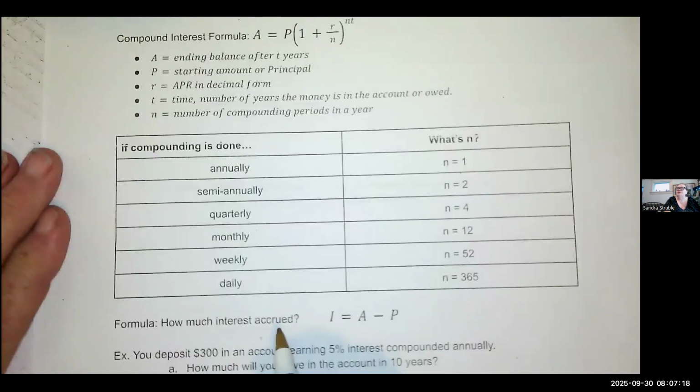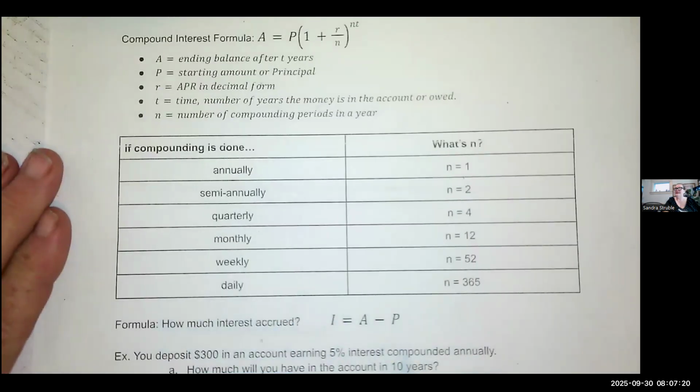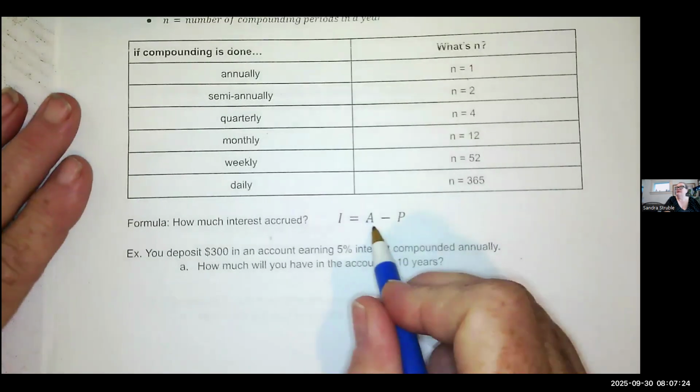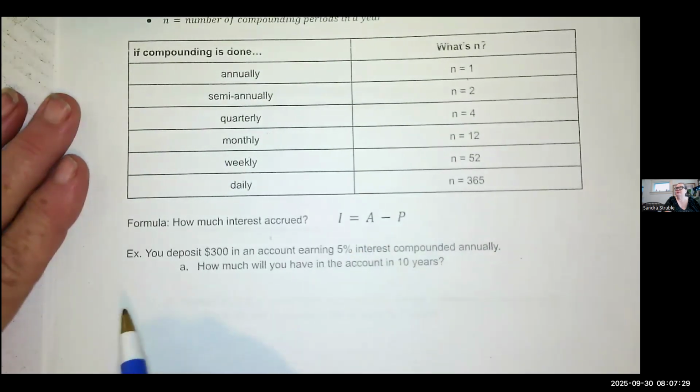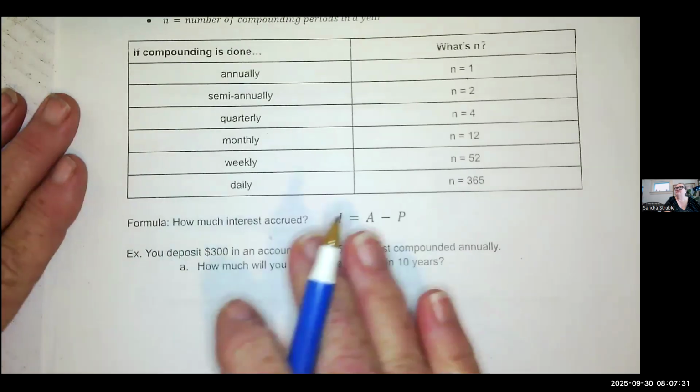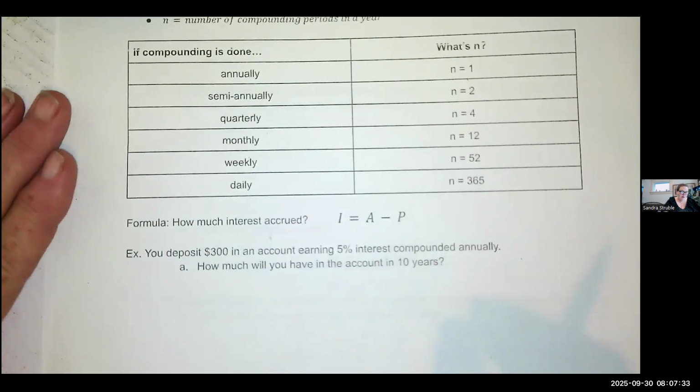How much interest accrued? This is exactly the same as the simple interest formula. I did this on purpose so that you know it's the ending balance minus the beginning amount that's invested. Okay. Let's start with an example. I'm going to do this one, and then I'm going to want you to do the next one.